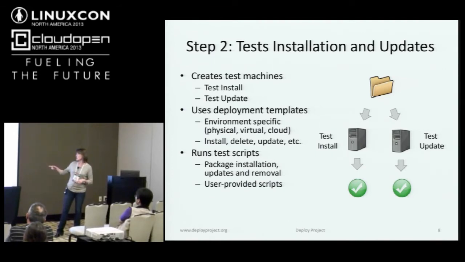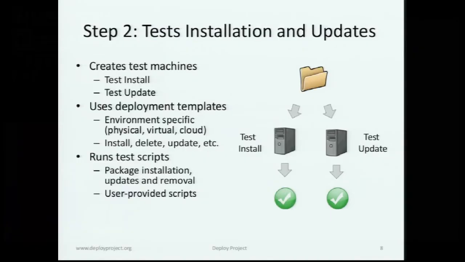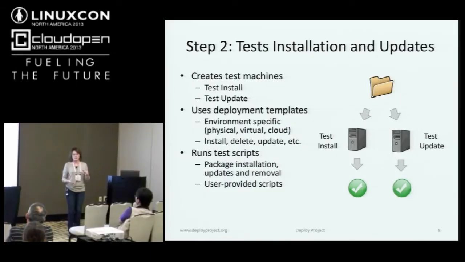In the update case, for test install machines, we create the machines, and then by default, we just delete them afterwards because the purpose was just to perform the install. Update machines are long-lived, so you do the install once, and then as time goes by and new packages come out, we check to make sure that the packages apply over existing ones properly. Those are the tests we do by default, and then users can provide scripts to test their applications to ensure that they're running properly.